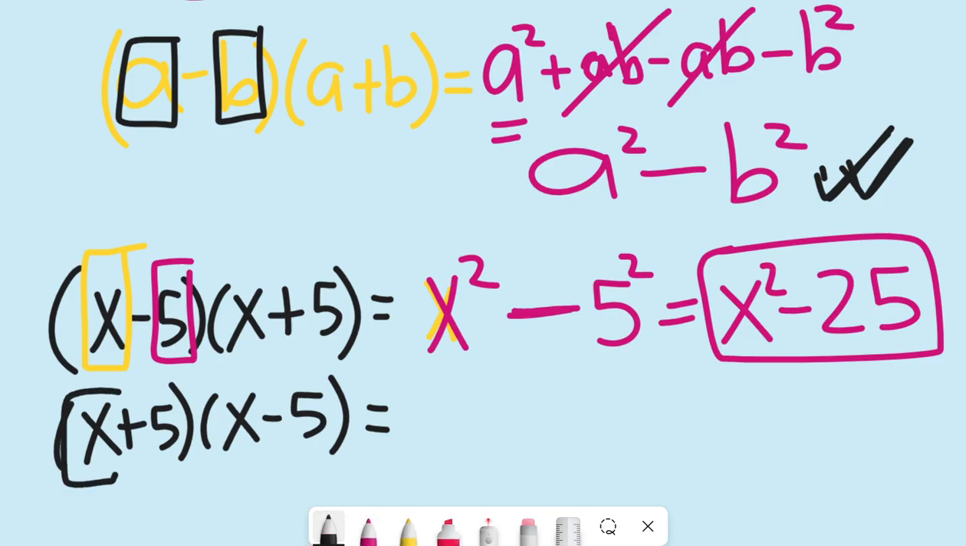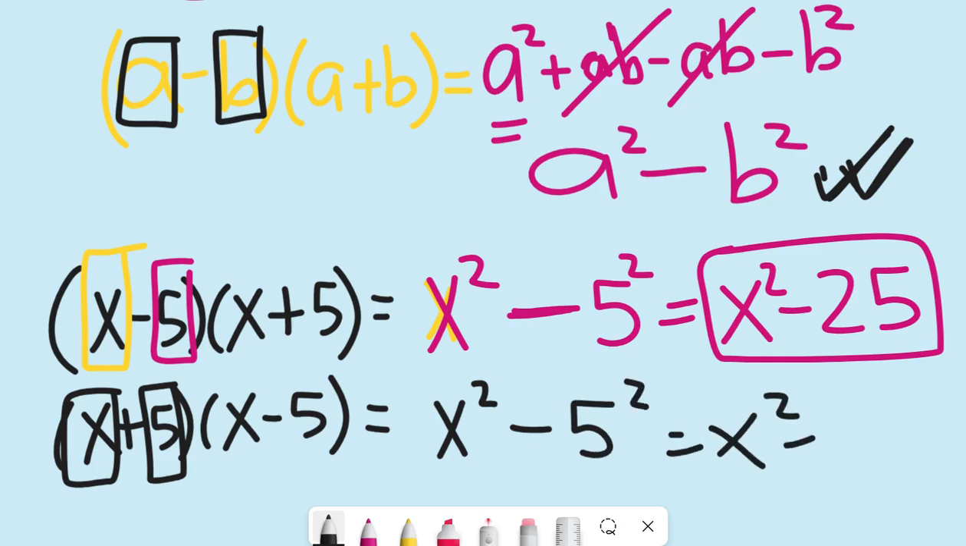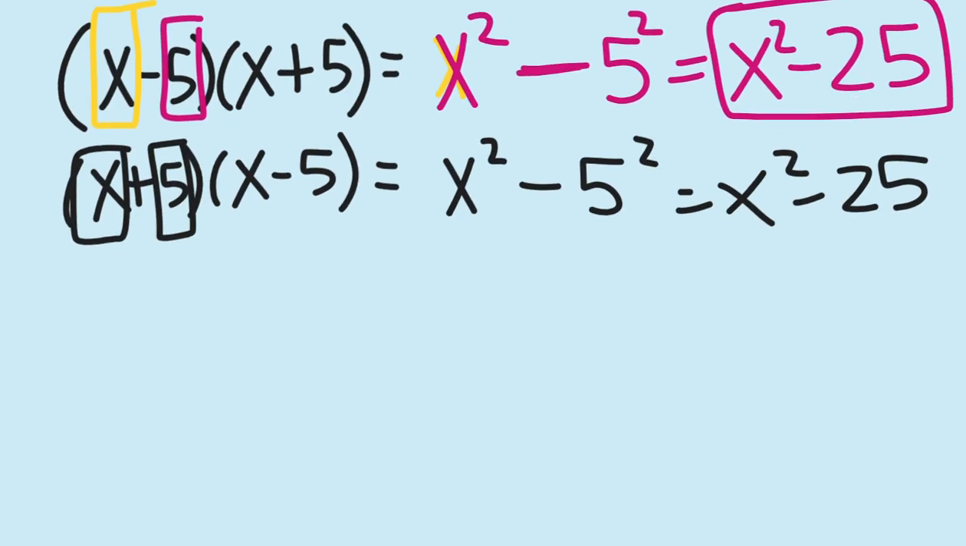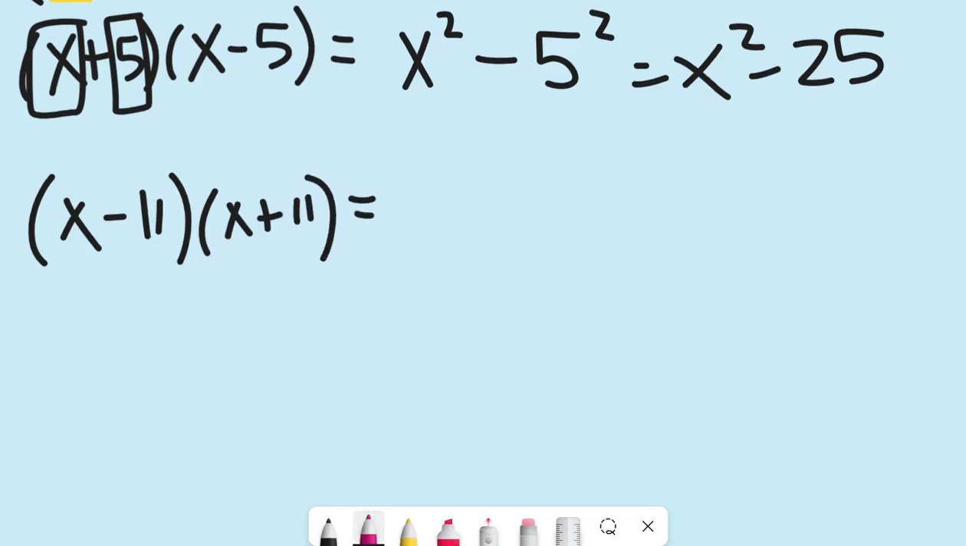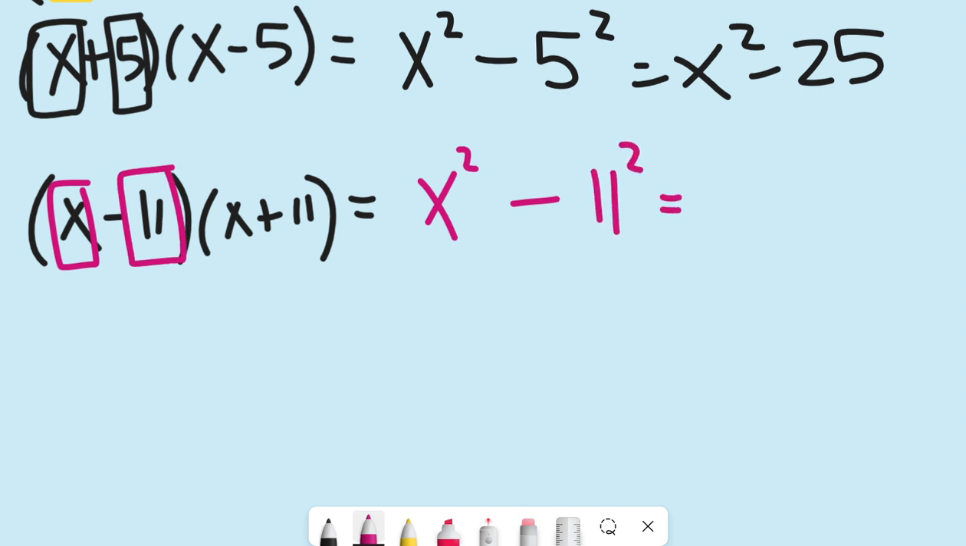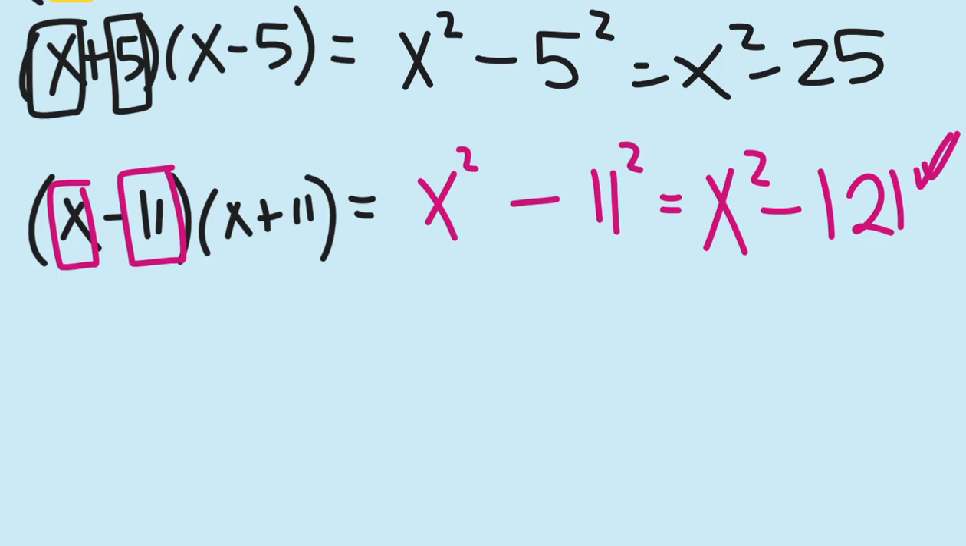So, get your first number and square it. Get the second number and square it, which is x squared minus 25. Let's do another one. If we have x minus 11 and x plus 11, then we say, get your first number and square it minus, get your second number and square it. So it becomes x squared minus 121. Okay, let's try another example.